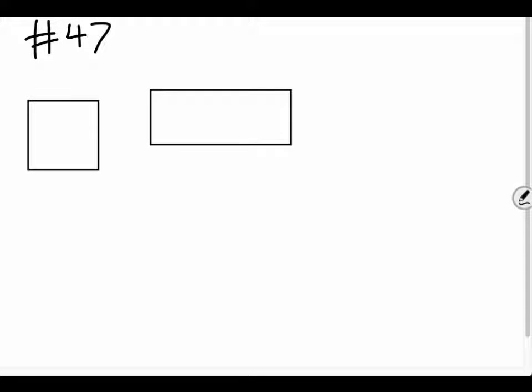Okay, so the question is, can I use this formula? So the formula for the perimeter of a rectangle is 2 times the base plus 2 times the height, right? Yes. So this is the base and this is the height.